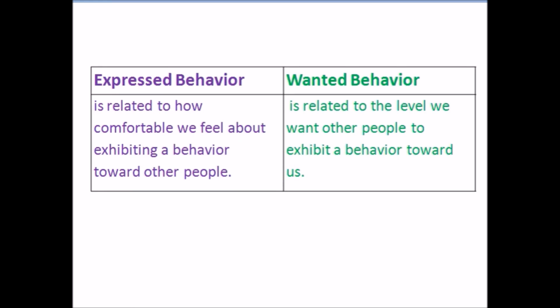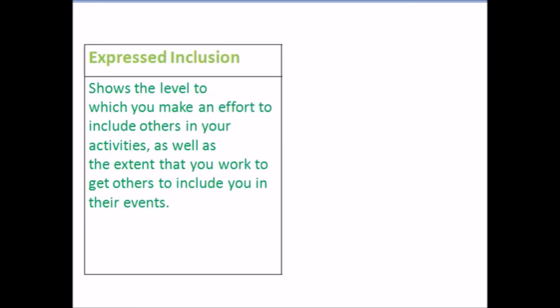When you apply expressed behavior and wanted behavior to the three main areas of the FIRO theory, which were inclusion, control, and affection, you end up with 6 main sections of the FIRO. So the FIRO has 6 main sections. The first one is expressed inclusion.